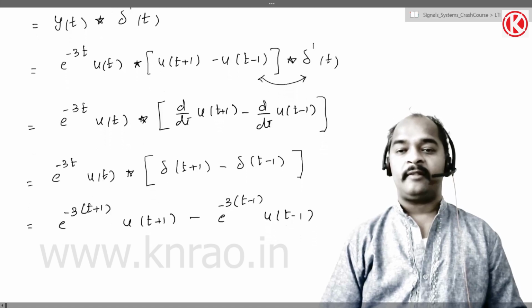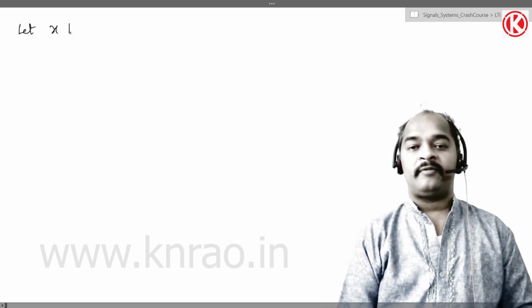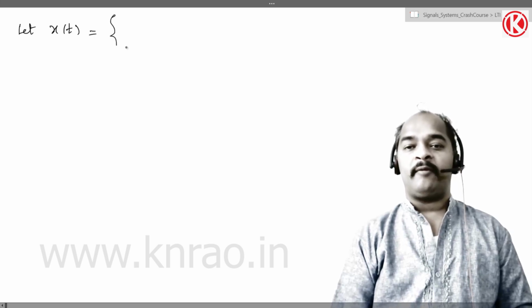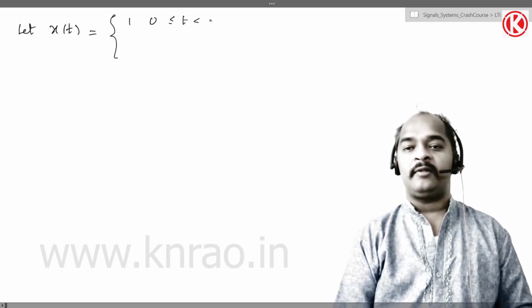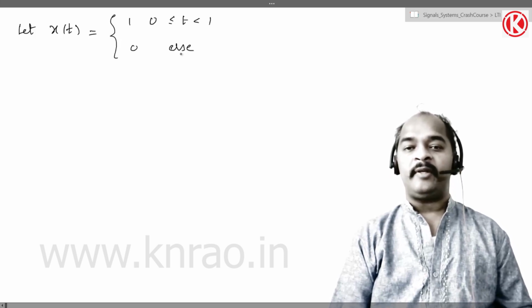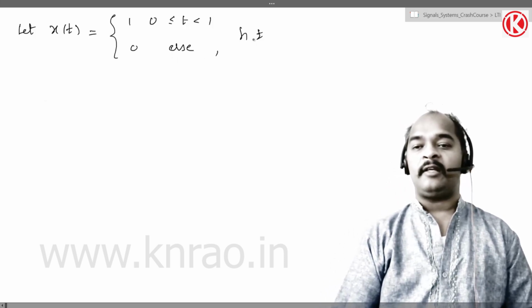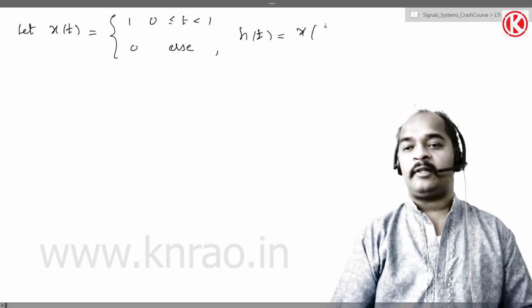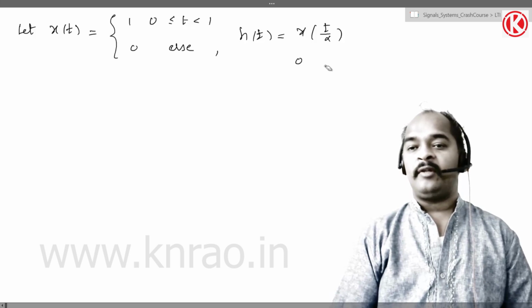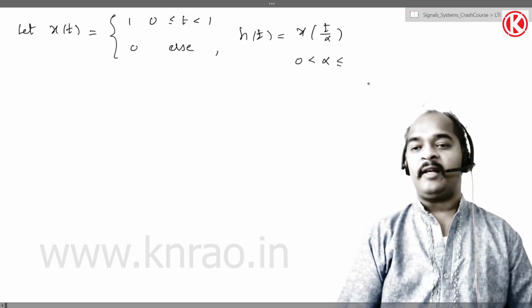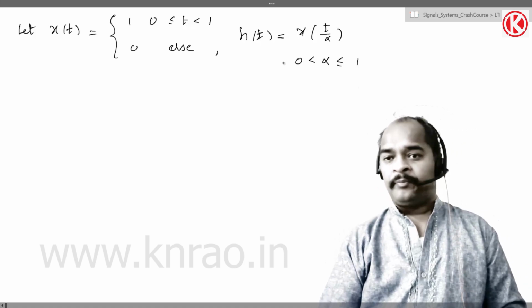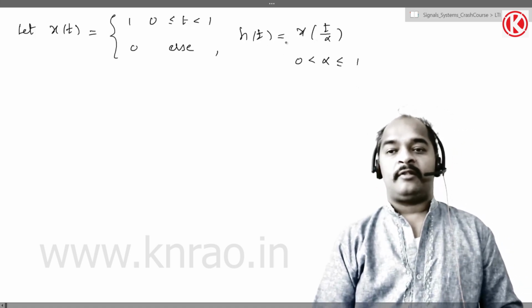Okay, right. So next we will take one more example where we will use all these properties. Let x of t be equal to 1 for 0 less than or equal to t less than 1, and 0 otherwise. So it's a rectangular function from 0 to 1. Also let h of t equal x of t by alpha, where alpha lies between 0 and 1, so 0 less than alpha less than or equal to 1. This means h of t is a time scaled version of x of t.